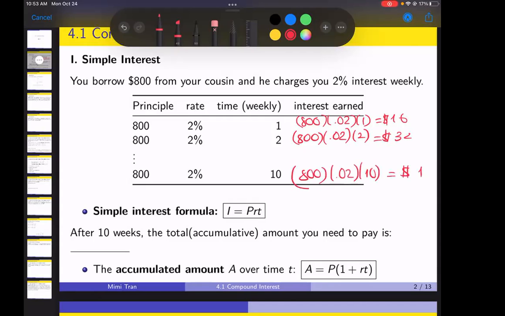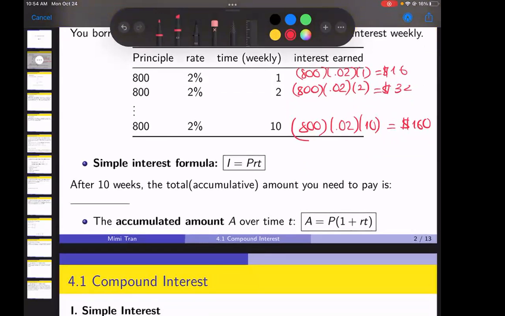So that's simple interest, right? I is the interest earned. P is the principal. R is rate and T is time. Now in my example, time is in weeks, but for all the money formulas, T will always be in years. Always year, not week, not month, year. So remember that. This one will be in years. Always.